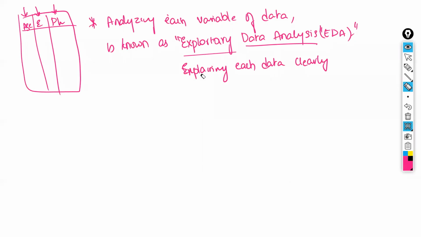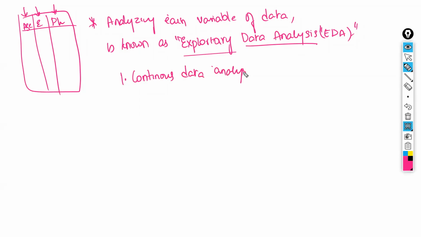Right. Now, explaining each data clearly is called exploratory data analysis. How are we going to explain? By using continuous data analysis, discrete data analysis, and time series analysis. Each variable we are going to select and analyze.